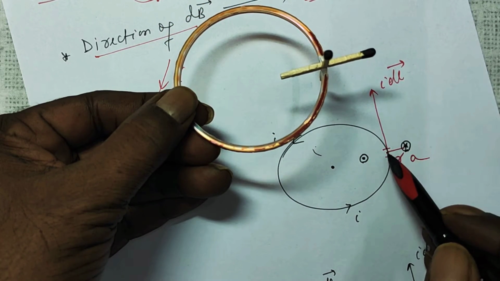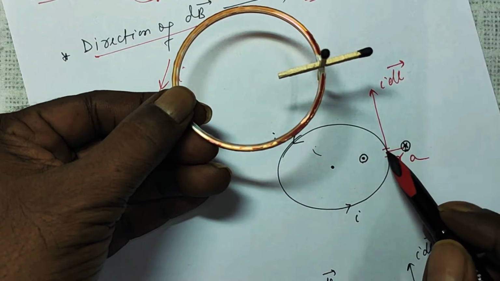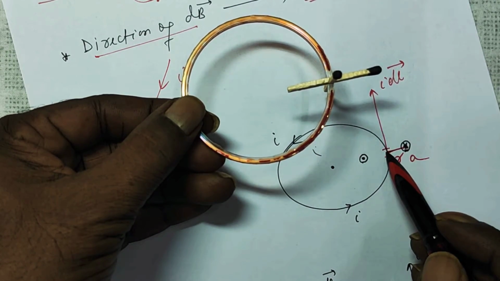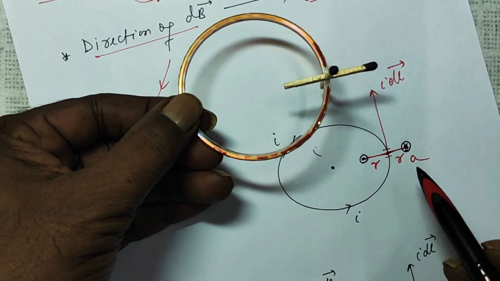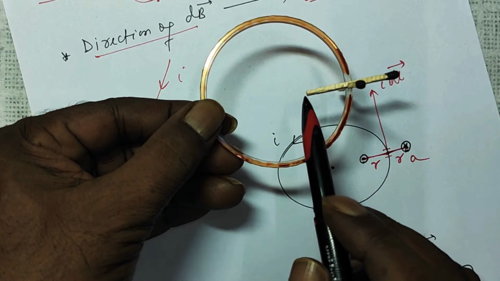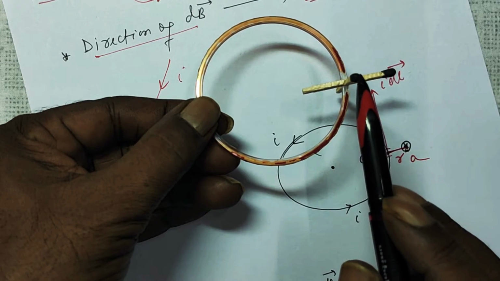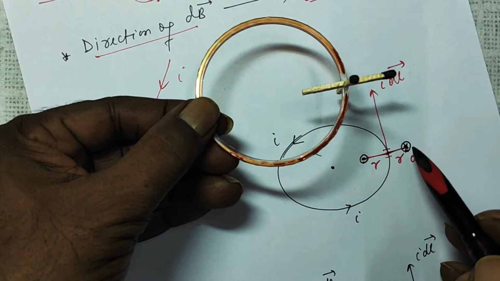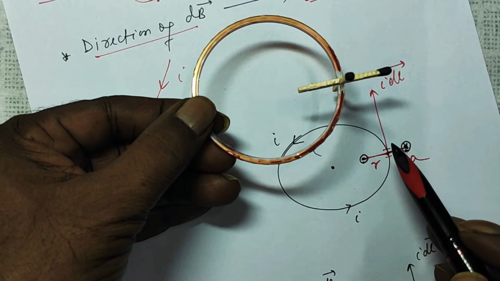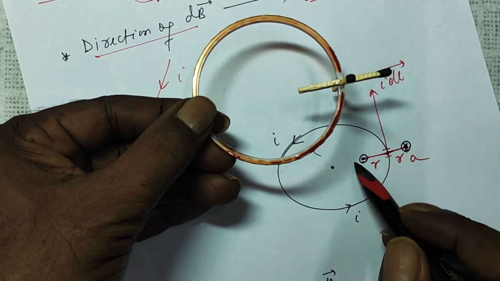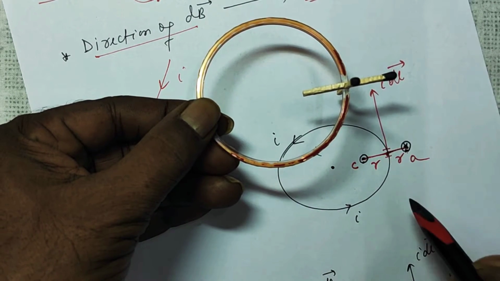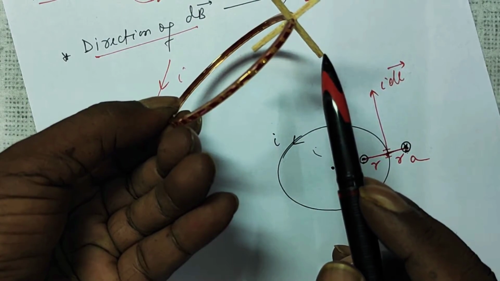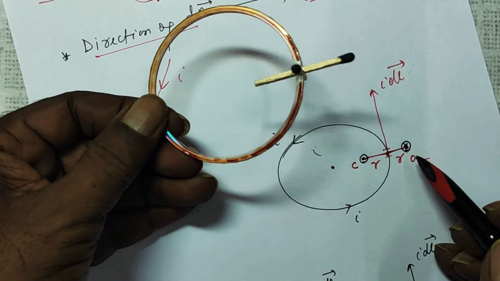If this is the point, then from the center of the current element Idl to this point, this distance is r. And from the center of Idl to this point, this distance is also r. This point is the same thing as this point here. And this point, let this be A, and this is B, that is just above it. This is C, and just below this point is your D. And all are at equal distance.